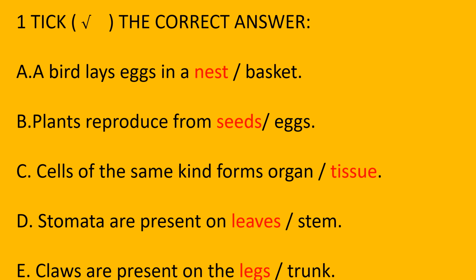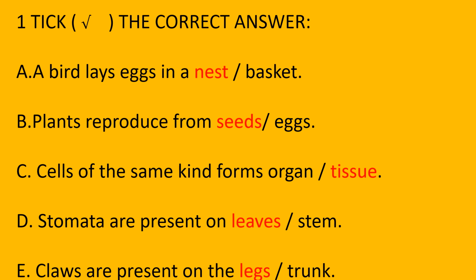And plants breathe through the tiny pores present on the surface of the leaves. And those tiny pores are stomata. Stomata help a plant to breathe. Those are the tiny pores and they are present on leaves. So the answer is leaves. Stomata are present on leaves.